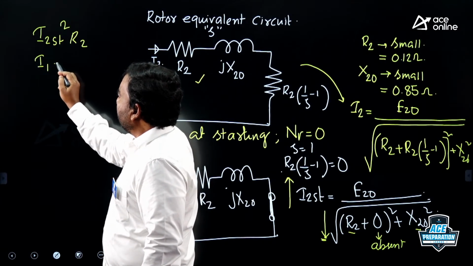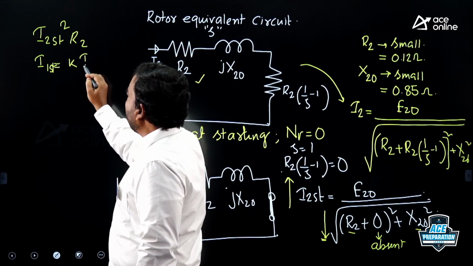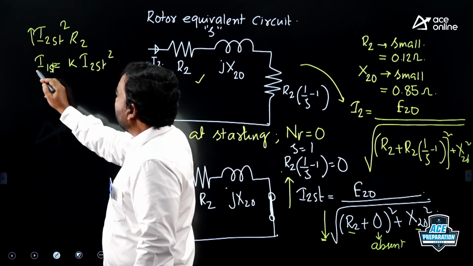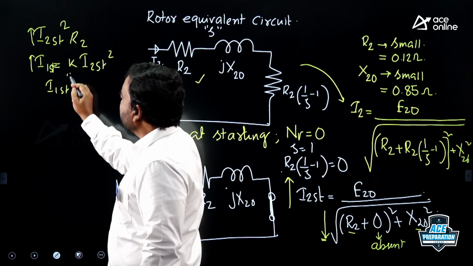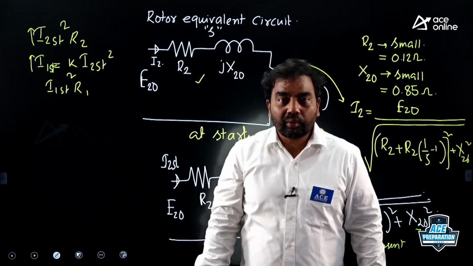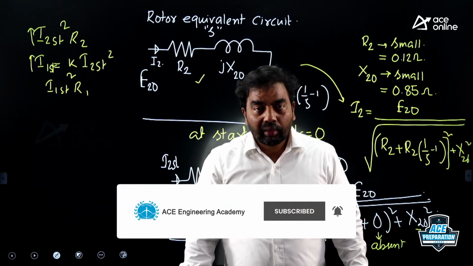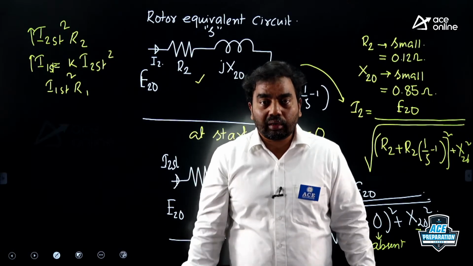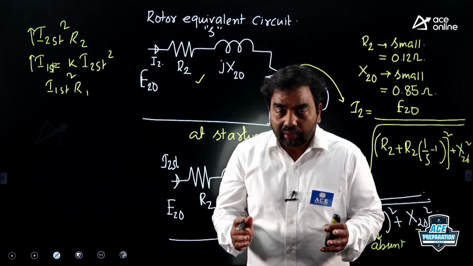Then if I neglect the no load current, the stator current will be this one. As the stator current is more, the stator ohmic losses are also more. The losses in both the windings will be more. The temperatures will be high. Because of high temperature, the insulation will melt. When the insulation melts, obviously the conductors will short, and the windings will get damaged.